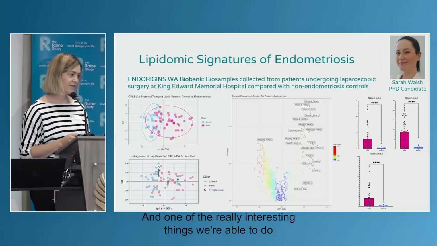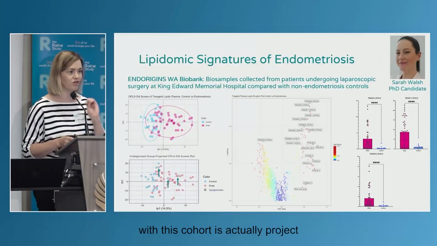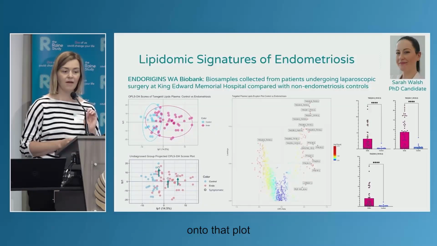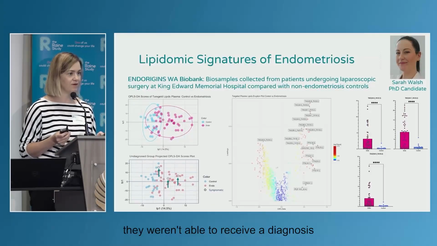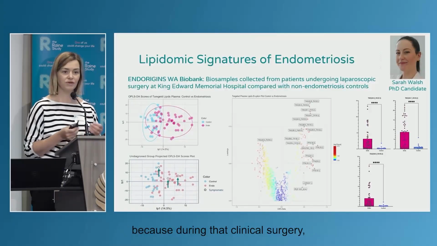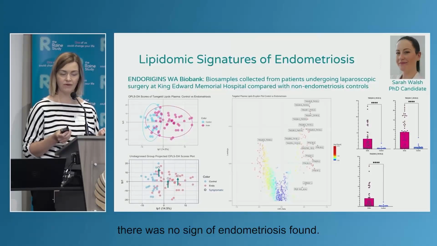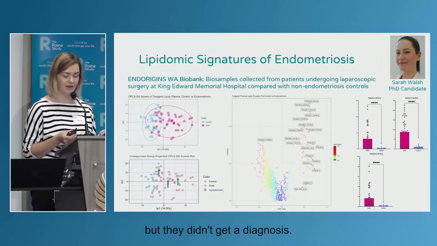One of the really interesting things we're able to do with this cohort is project onto that plot individuals that weren't able to receive a diagnosis because during that clinical surgery, there was no sign of endometriosis found. They presented with symptoms, but they didn't get a diagnosis.